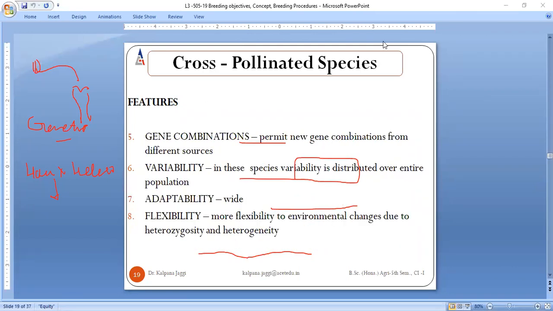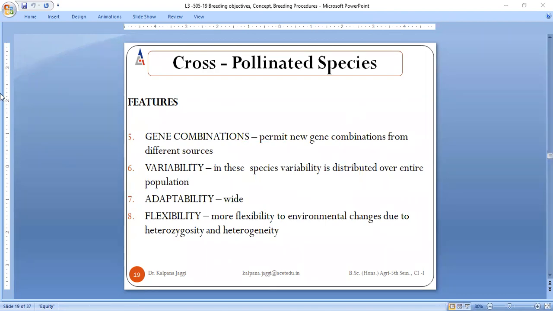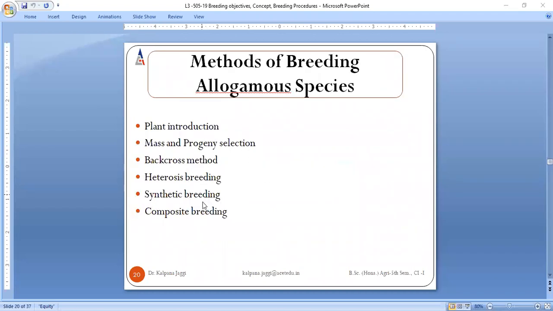Then new gene combinations are going to combine together, obviously. Then variability will also take place. They will be more adaptable, because the more the genetic variation, the more the adaptability. And they will be flexible to environmental changes also, because they are heterozygous. These all are the features. And these are the methods by which we can go for breeding allogamous species. These all are the methods.